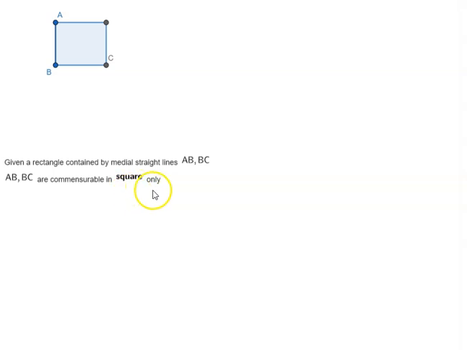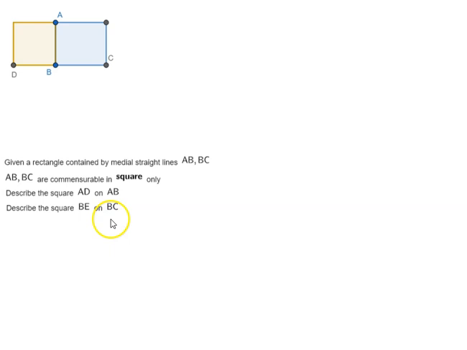AB and BC are commensurable in square only. That is the other condition for AB and BC. So the first thing we do is describe the square AD on AB, and let's call this point D. So this is the square AD on AB. Next, we describe the square BE on BC. Let's draw the square on BC and call this point O and this point E. So this is our square BE on BC. AD and BE are medial squares because they are on medial lines AB and BC.